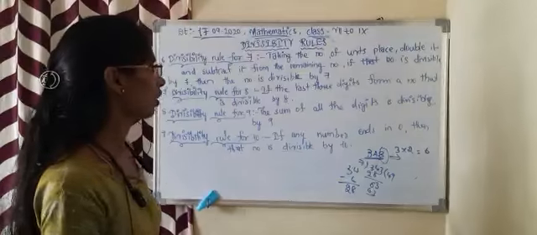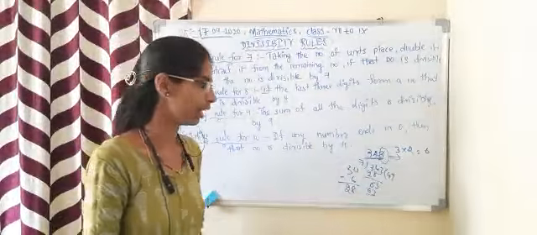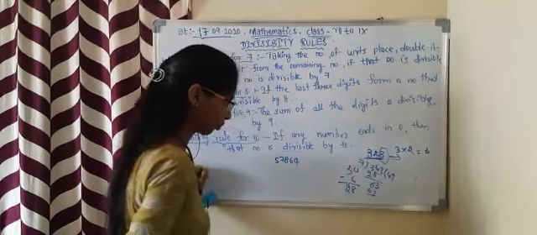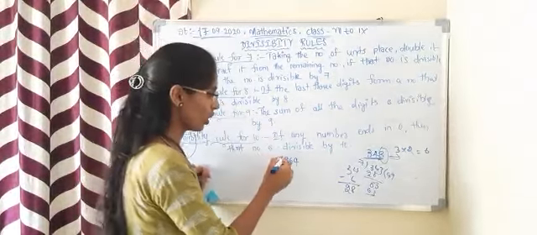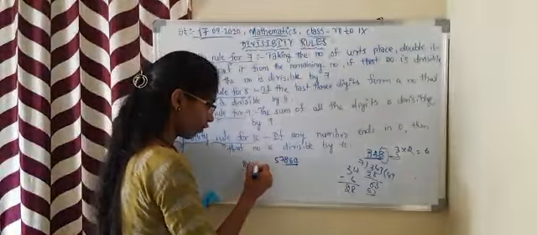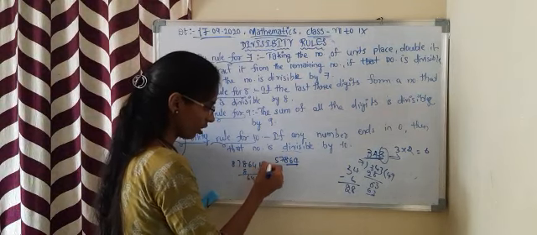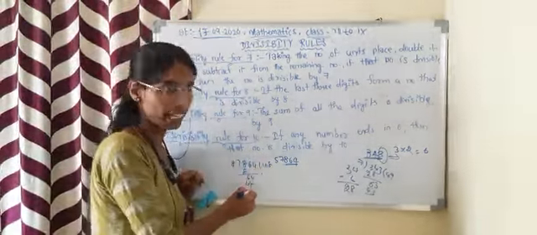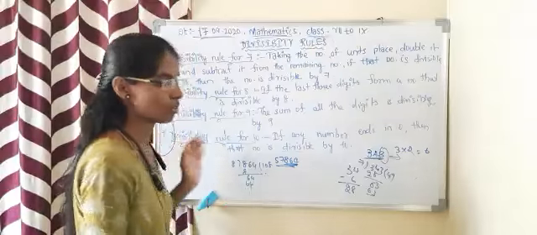Then the divisibility rule for 8. If the last 3 digits form a number that is divisible by 8, then the number is divisible by 8. For this number, to check whether it is divisible by 8, you take the last 3 digits, 864, and check whether 864 is divisible by 8 or not. 8 eights are 64. Therefore, the last 3 digits number is divisible by 8. Hence, this number is also divisible by 8.